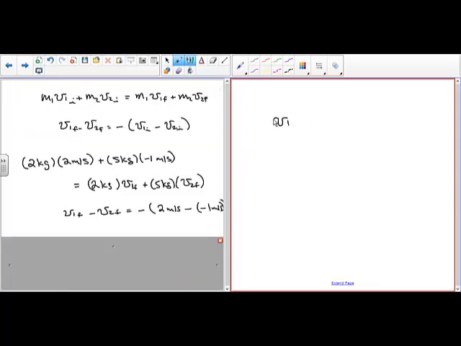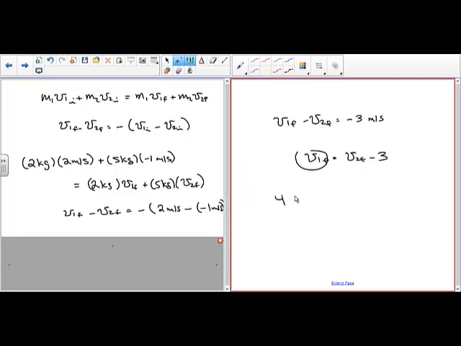So I get V1 final, still working on the same equation, minus V2 final is equal to, so we got 2 minus a minus, so that's positive 3, but then we have the negative out in front, so it's negative 3 meters per second. Okay, so we're going to solve for V1 final. V1 final is going to be equal to V2 final minus 3. I've removed the units now. Now I can substitute this into this equation.